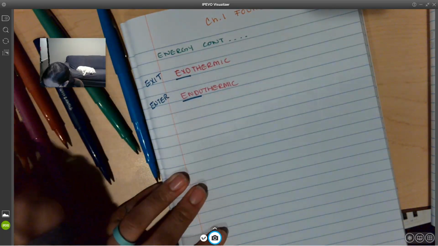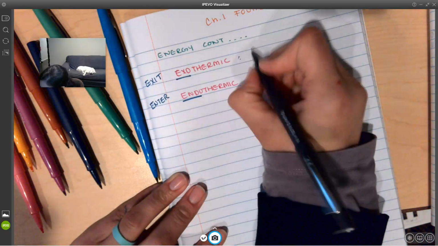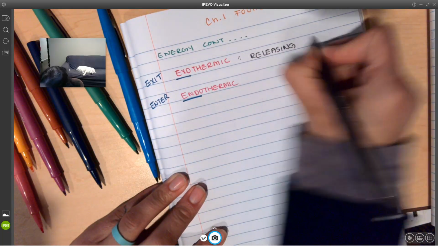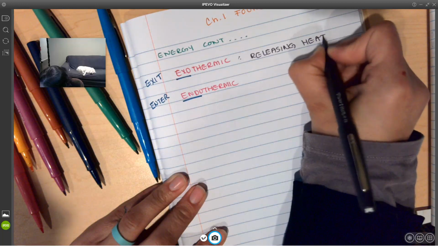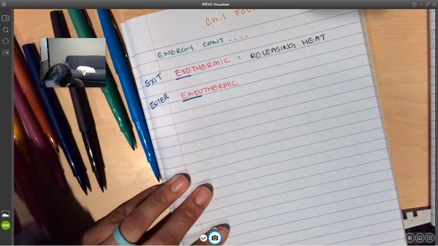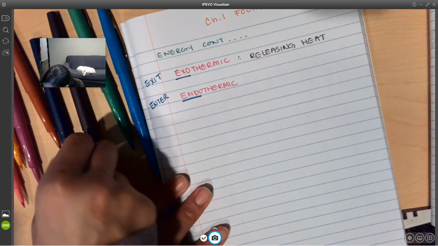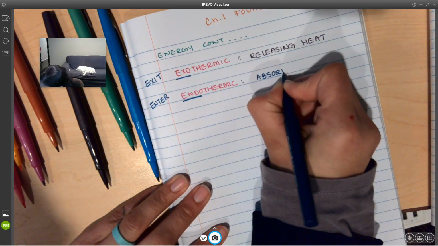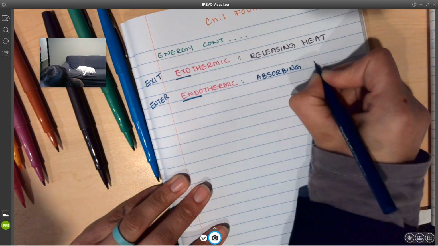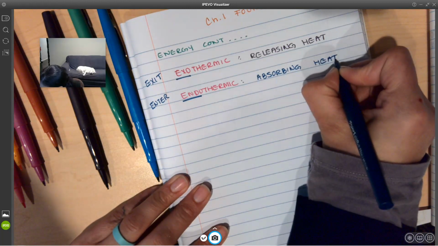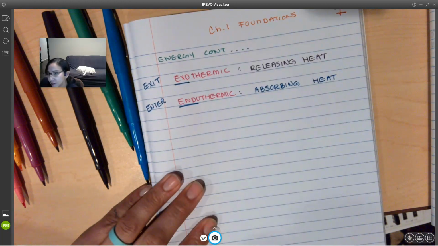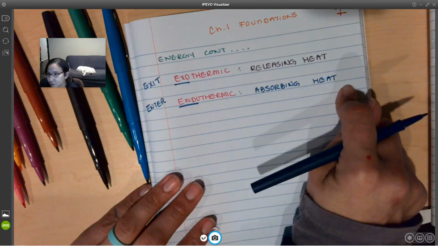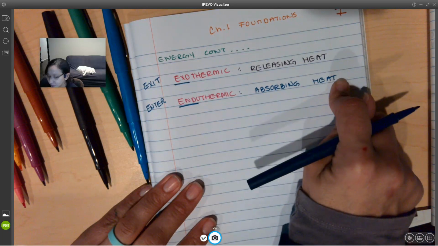And so exothermic reactions, you are releasing heat. And endothermic reactions, you are absorbing heat. Okay, so releasing heat, absorbing heat, releasing heat, absorbing heat. You're taking it in, right?